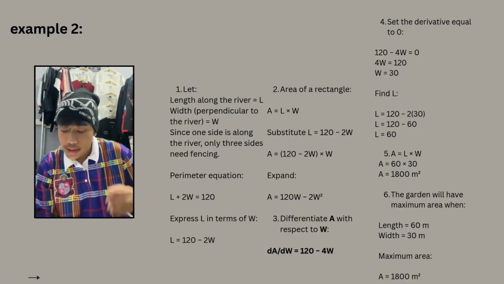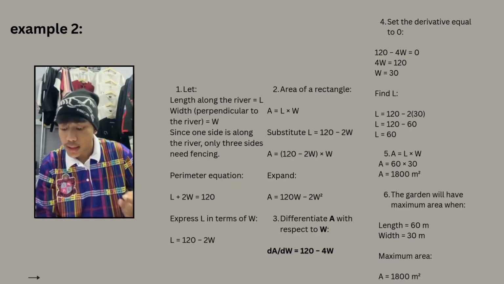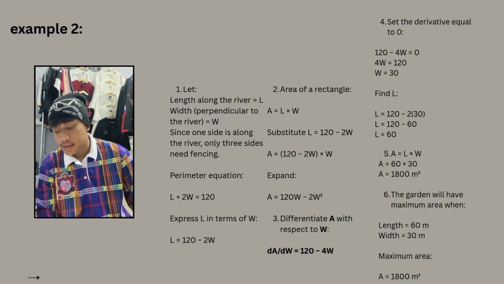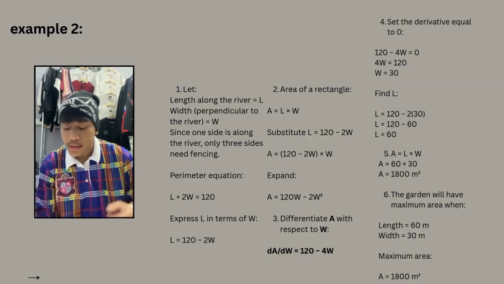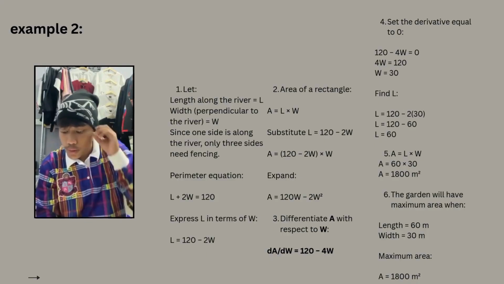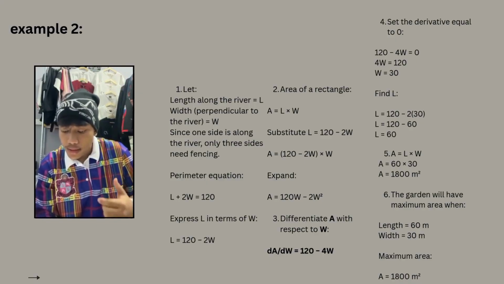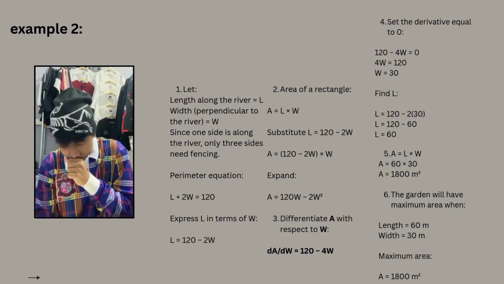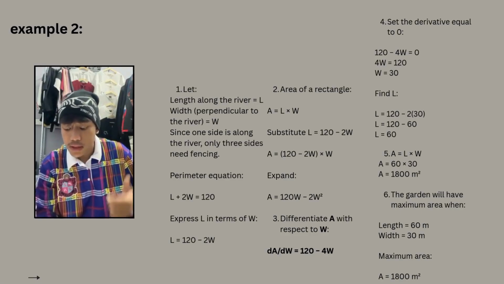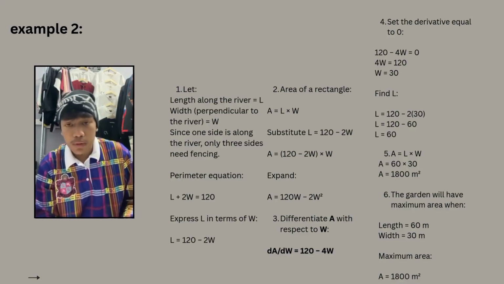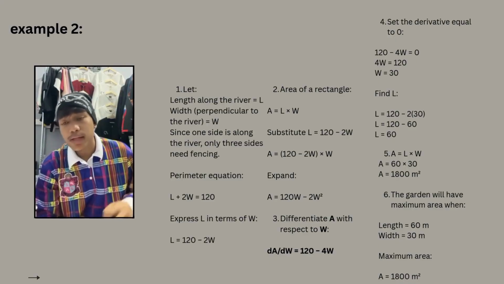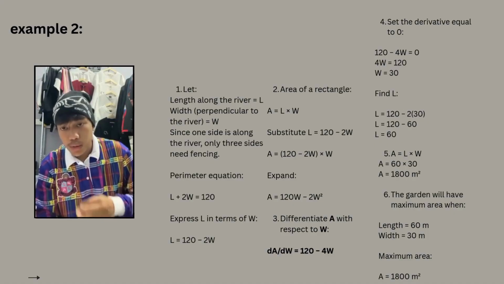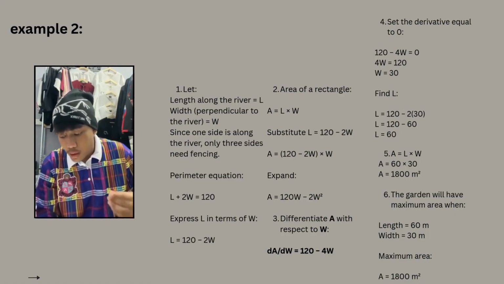For scenario 2, a civil engineer wants to build a rectangular garden along a river. Since the river forms one side of the garden, that side does not need fencing. Only 3 sides need fencing and the total fencing available is 120 meters. First, we define the variables. Let L be the length along the river and W be the width perpendicular to the river. Because only 3 sides need fencing, the fencing equation is L plus 2W equals 120. Next, we express L in terms of W. L equals 120 minus 2W. Now we form the area function.